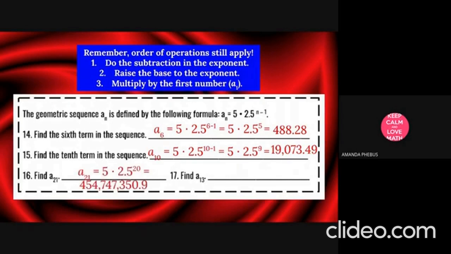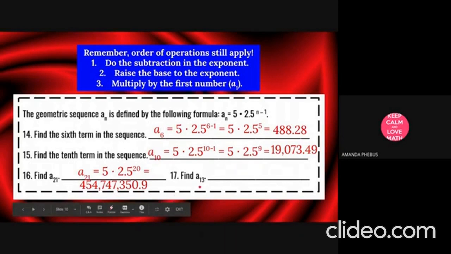So when we plug in 21, we do 21 minus 1. That's where the 20 comes from. And then 2.5 to the 20th, and whatever that answer is, multiplied by 5, and you should get 454,747,350.9. That's a big number, okay? And if we go to the next number out, it's going to be even bigger. So that's why we're probably not going to go way far out there. We're going to keep it kind of close. Single digits, maybe some teens, maybe low 20s, but not going to ask you to go too far out there.